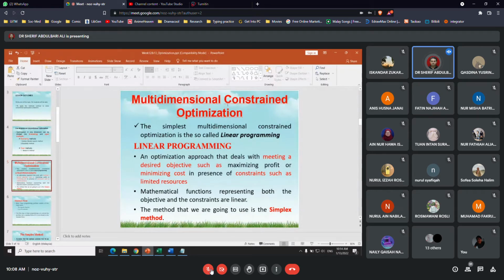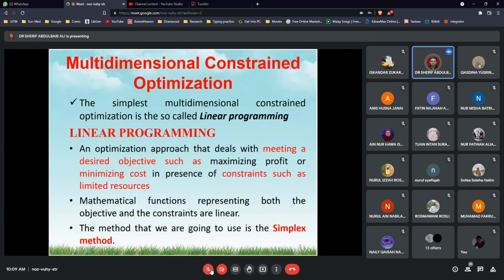So now, is it clear what it means to have an objective function to maximize the profit and minimize the cost in the presence of constraints? Such a process. Any questions about this part? Is it clear? Yes, sir.